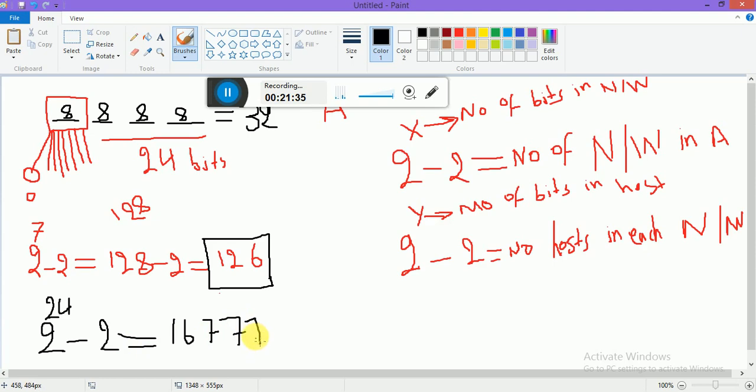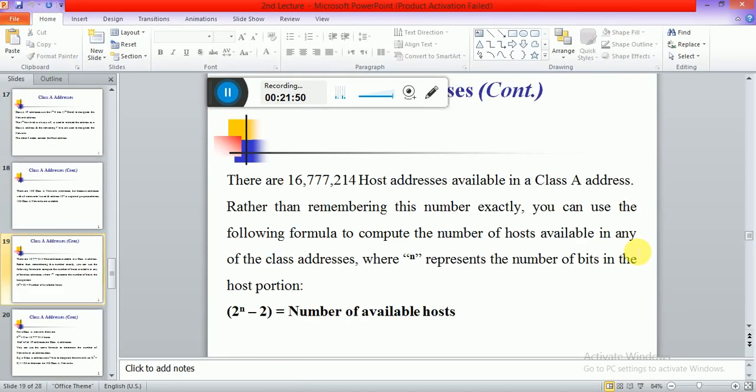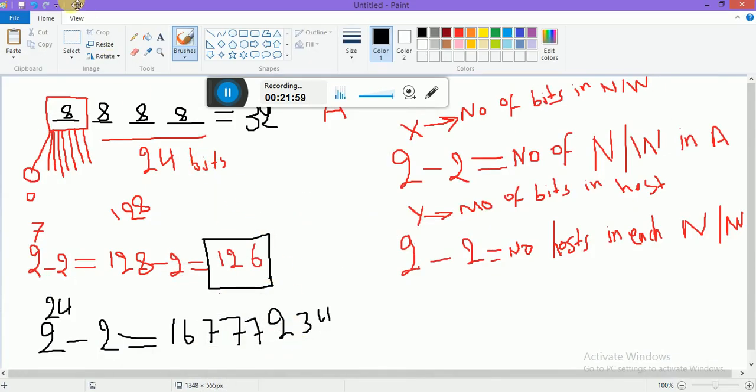16,777,000, I think 234. Let me check. I'm sorry. It is 16,777,214. Okay, so 214. So you see these are the total number of hosts per network.